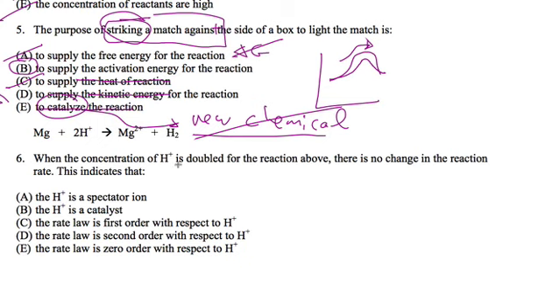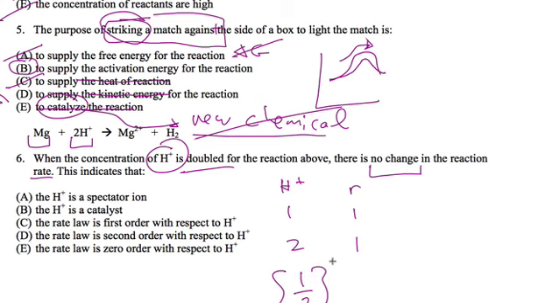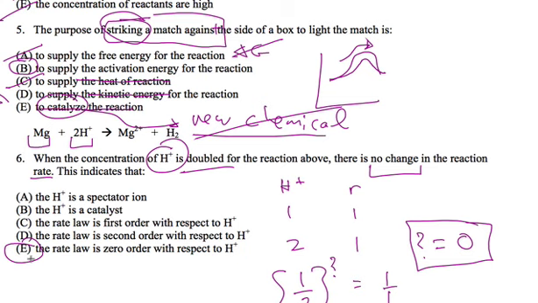In 6, when the concentration of H plus is doubled for the reaction above, here are our reactants. We have Mg and we have H plus. There is no change in the reaction rate. So let's say H plus went from 1 to 2, and the rate stayed at 1. If you line that up, you'd have 1 over 2 to the question mark power equals 1 over 1. So the question mark would have to be 0 in that case. So it's zero order with respect to H plus.